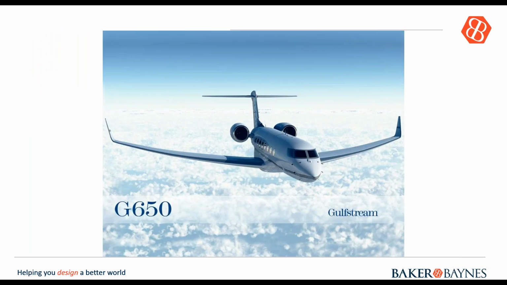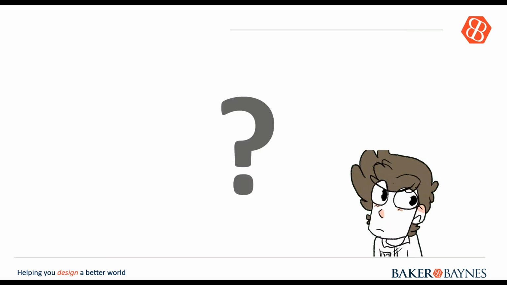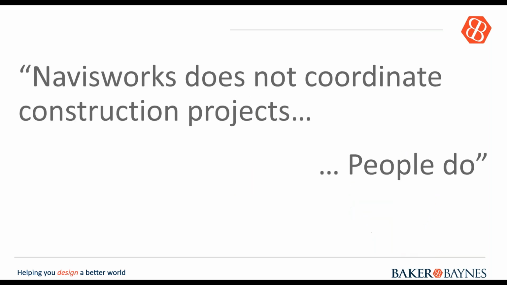Right, so firstly, you might notice on the screen, I've put in a G650 Gulfstream. It's a private jet. It's a beautiful machine. But at the end of the day, with this beautiful machine, you might ask yourself, why am I putting that there? And I always say, Navisworks does not coordinate construction projects, people do.